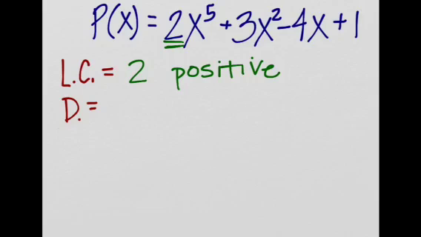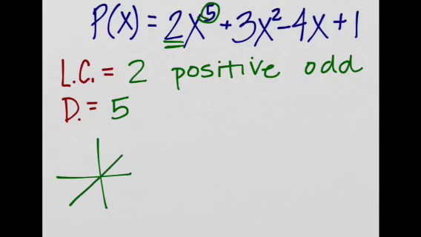Our degree is 5. The highest degree of this polynomial is 5, which is an odd number. So we are going to end up looking at a positive odd function. I encourage you, once you figure out what type of function you're looking at, to do a quick sketch of the graph that represents that type of function. So a positive odd function is a straight line going up towards the right. And from there, we should be able to identify our end behavior.